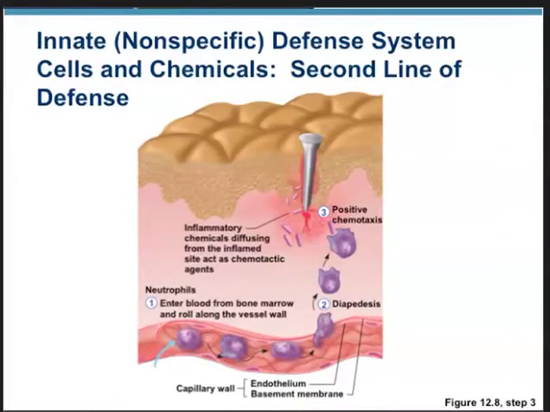Okay, so this is a diagram showing you the early parts of the inflammatory response. The goal is to prevent the spread of the pathogen. We don't want it to get into the bloodstream where it could produce septicemia. And it helps also dispose of cellular debris and pathogens through phagocytosis, and it also sets the stage for tissue repair. So you can see here that white blood cells enter the blood from the bone marrow.